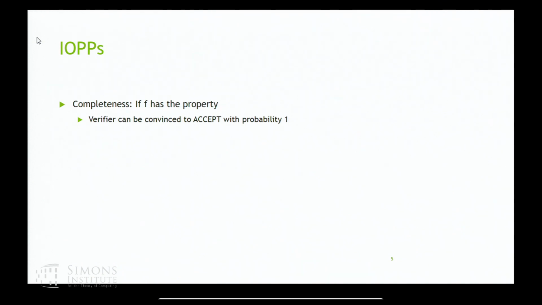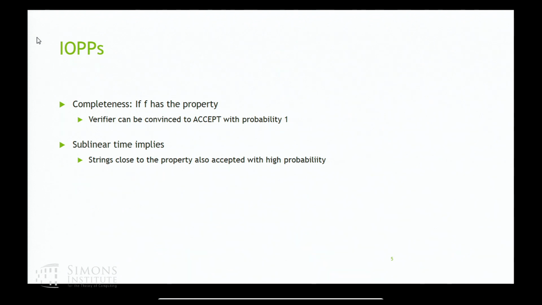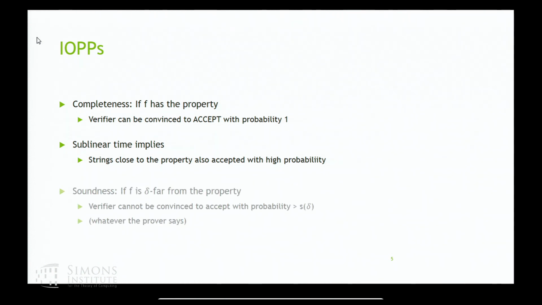Okay. And we have two requirements for this: the completeness and the soundness. The completeness is that if f has the property, the prover should be able to convince the verifier to accept with probability 1. Since we're in the sublinear time setting, you cannot hope to be dead sure that f has the property. If f doesn't have the property but is very, very close to having the property, then you must end up accepting that with reasonable probability.